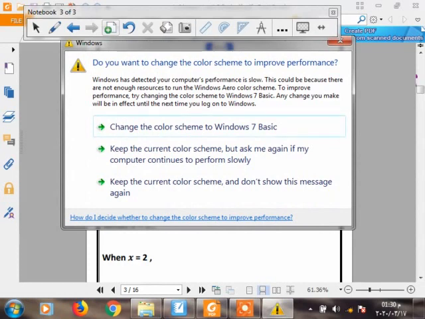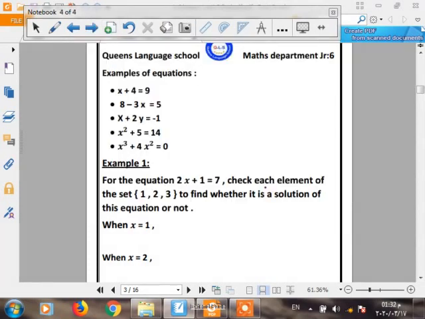The next one is x plus 2y equals negative 1. It's a mathematical statement of two expressions with an equal sign between them. On the left side, I have two unknowns, x and y. We can also see equations like x squared plus 5 equals 14 and x to the power 3 plus 4x to the power 2 equals 0. So all these are examples of equations. Let's solve one example.